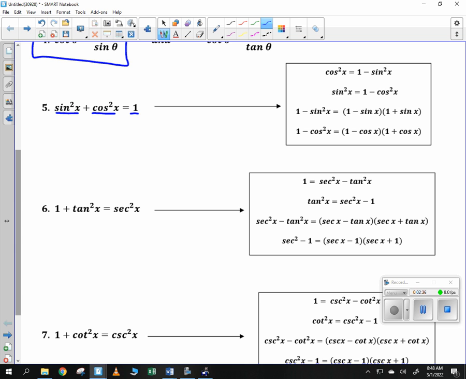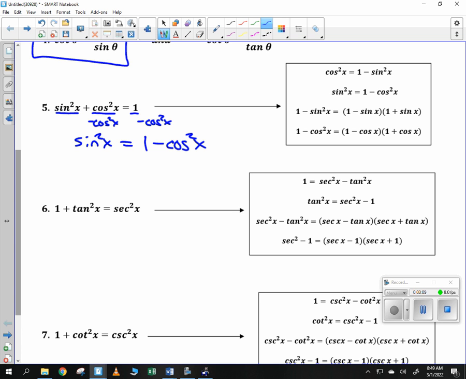Now, we can end up with a couple other equations that come from this. What if I subtracted cosine squared from both sides? What would remain on the left-hand side? Sine squared of x. What remains on the right-hand side? 1 minus cosine squared of x. So I've taken some of those and placed them right here for you.